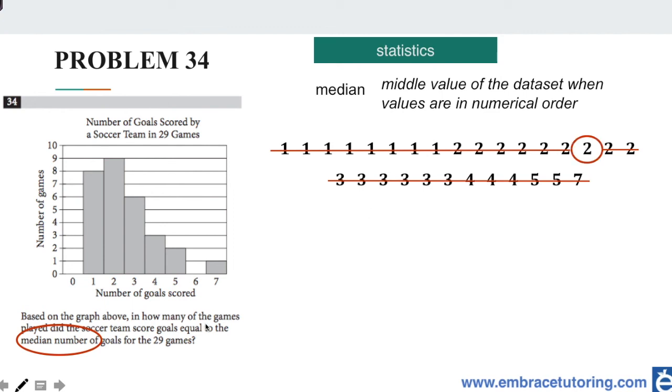And I want to go back to the question because I want to recall that it says how many games played is equal to the median number of goals scored. So really what it's asking is how many games did they play where they scored a number of goals equal to the median. So they played 9 different games, which you can see here, or even by counting: 1, 2, 3, 4, 5, 6, 7, 8, 9. So they played 9 different games where they scored 2 goals, which is equal to the median of the data set. So 2 is going to be your answer for question number 34.